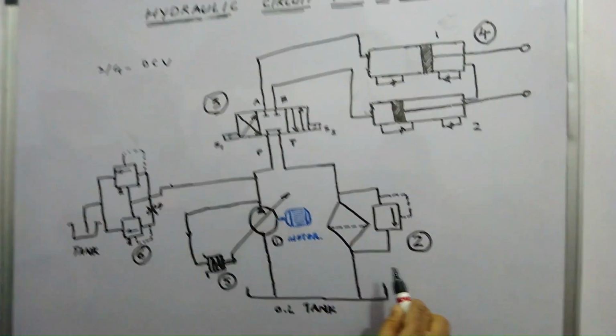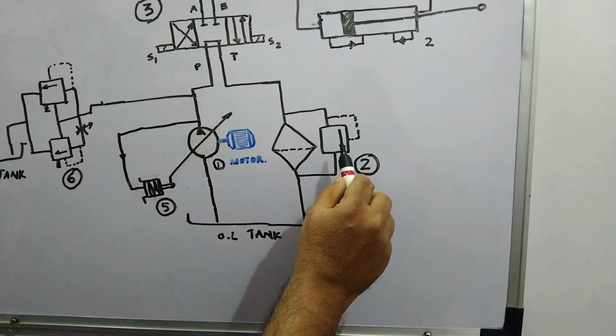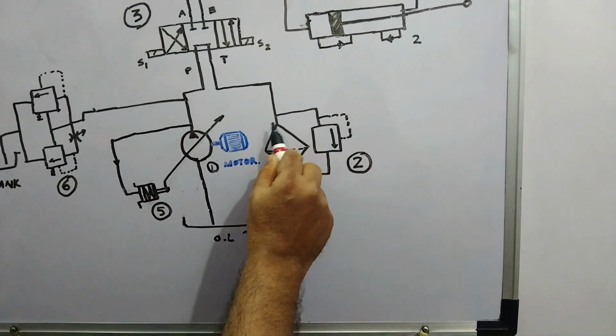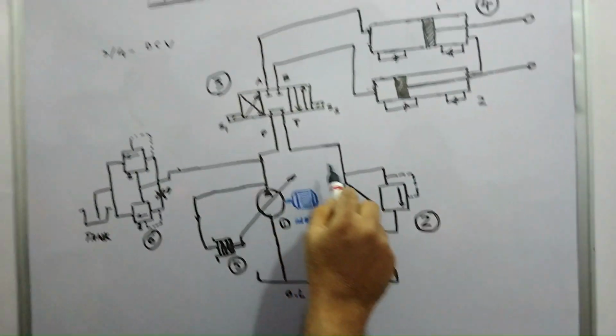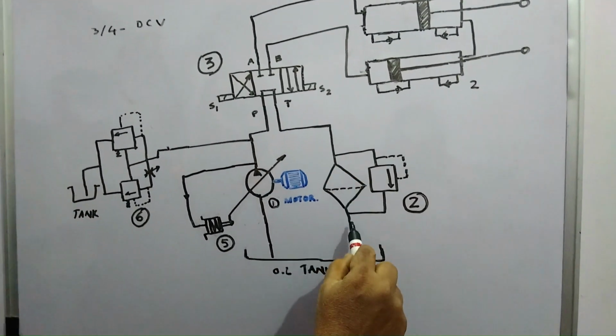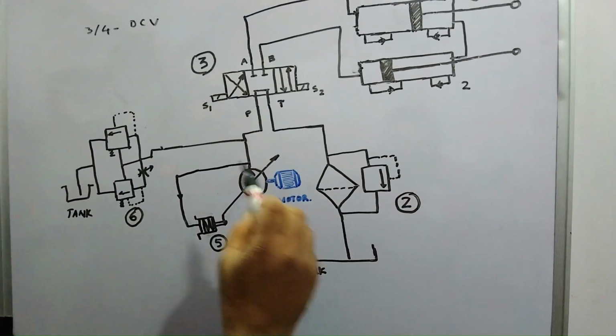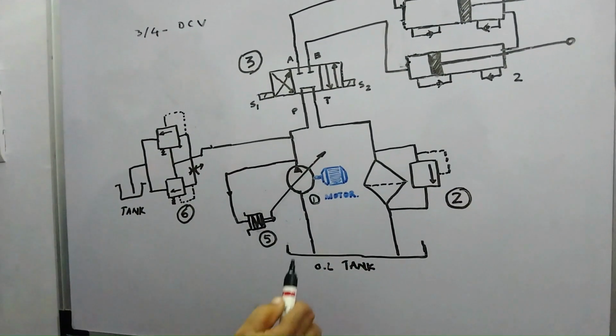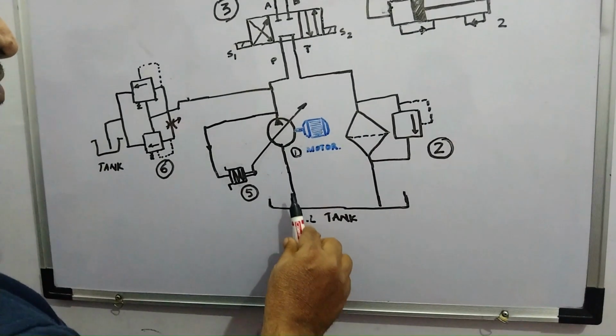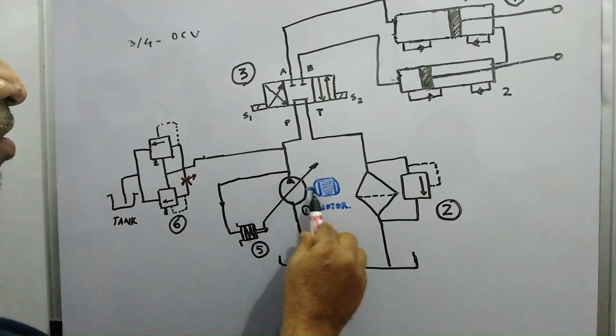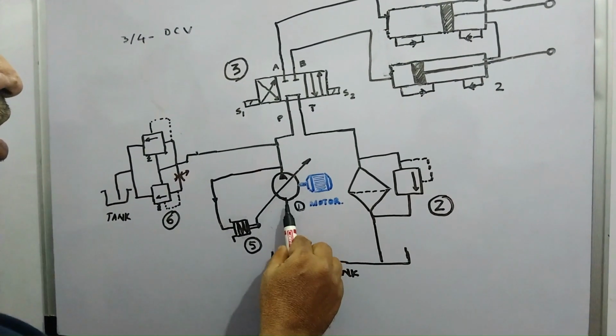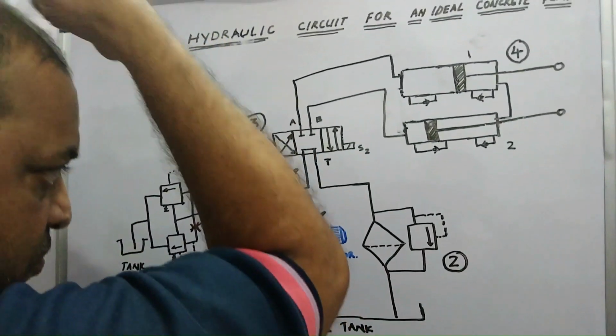And second is a relief valve with a filter. This is meant for the return oil. Now I'll just tell you. In the first stage, the oil is being sucked by a pump. The motor rotates the pump and the oil goes to the direction control valve.